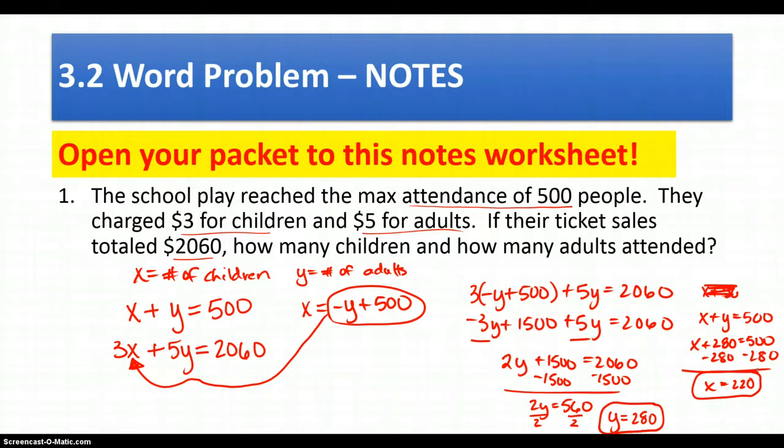Okay, but the better question is, what does this mean? Make sure you answer the question. The question was how many adults and how many children attended. So when I answer my question, since x was 220 and x stood for the number of children, I would say 220 children and 280 adults went to the play.